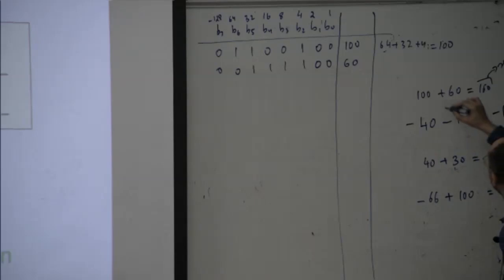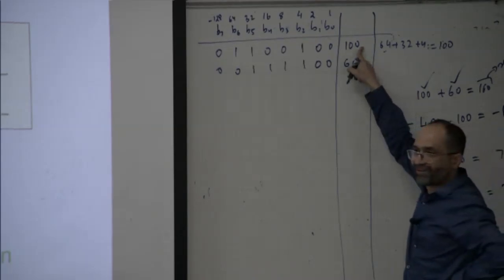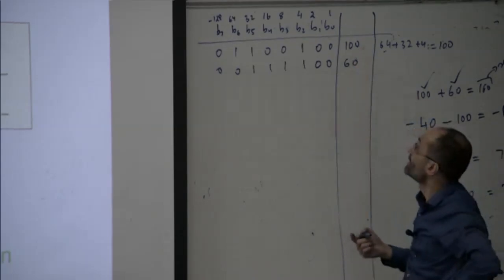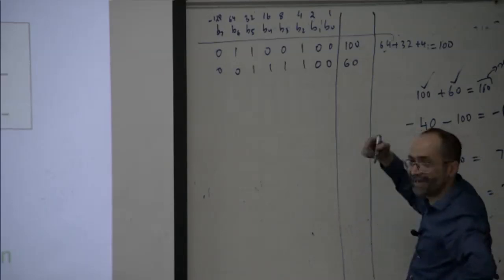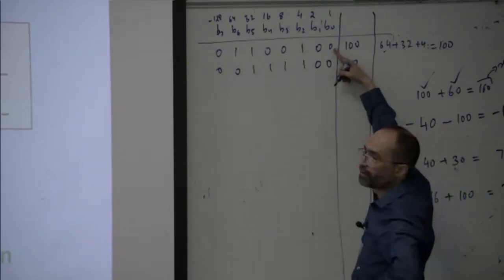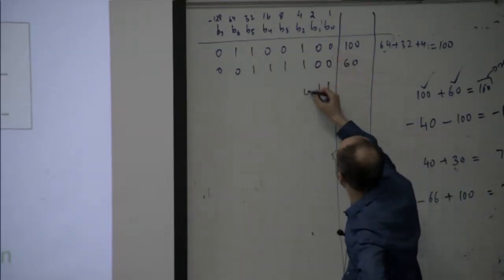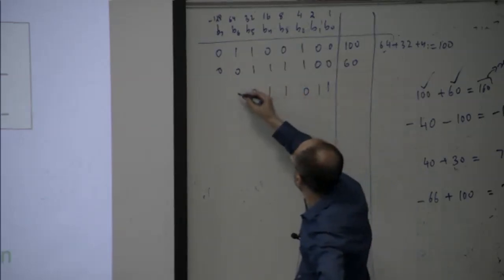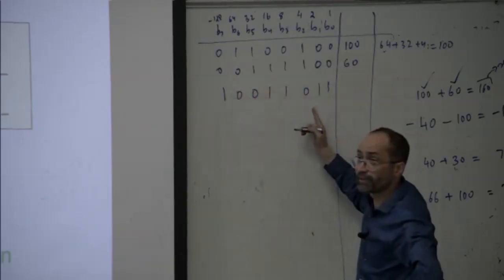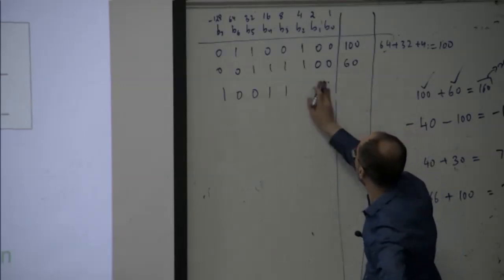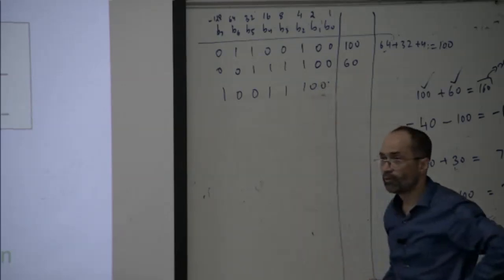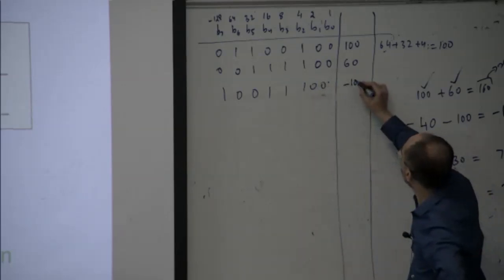Got it? Now we calculate this. Now minus 100. We have 100, but we want to calculate minus 100. So minus 100: first, you take the 1's complement, then we add 1. So let's take the 1's complement. What is the 1's complement? 1 1 0 1 1 0 0 1. Now this is the 1's complement. Then we add 1, and it will become 1 0 0. Got it? And it is what? Minus 100.